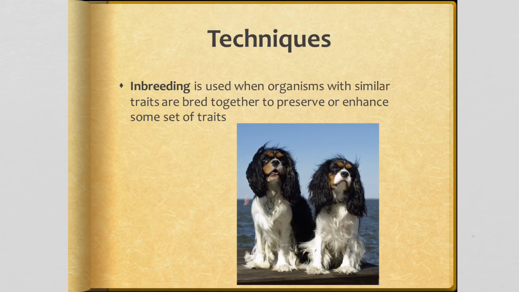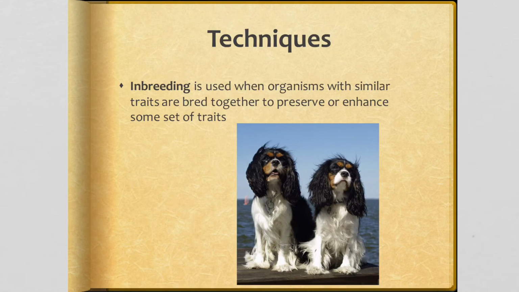So for example, you can see these two dogs look almost exactly the same. So if you want to keep that dog, what would you do? Well, you wouldn't breed, say, this dog with a big pit bull, because then you get something in the middle. You're going to breed these two dogs together, mother and father, to get more dogs that look the same. This is called inbreeding. So it basically keeps the genetic pool as close as possible, so you don't get much variation. You keep the traits that you have.